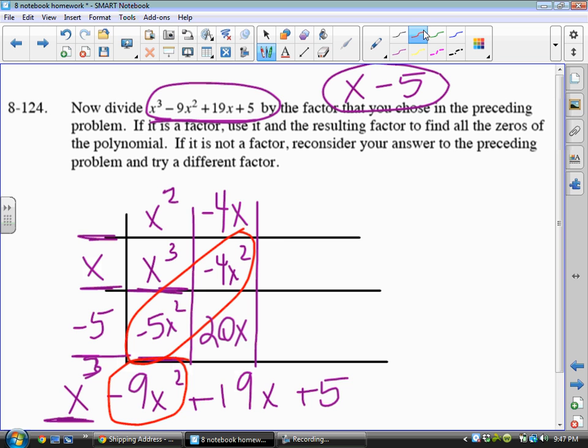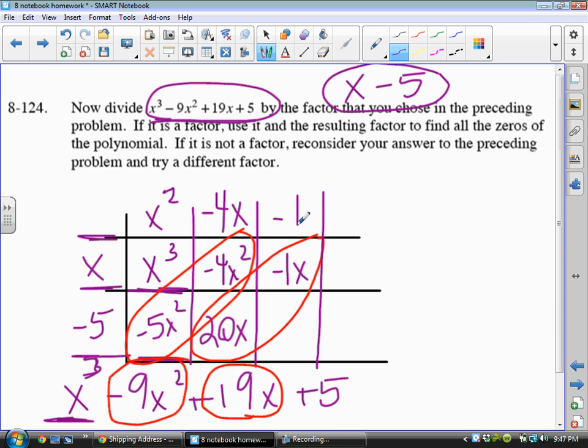Okay? So then we have another diagonal. These together need to make 19, positive 19. So this top needs to be negative 1x in order to add up to be 19x. Okay, so this would need to be negative 1. And I get a positive 5. That's what I needed in the bottom, so there is no remainder.